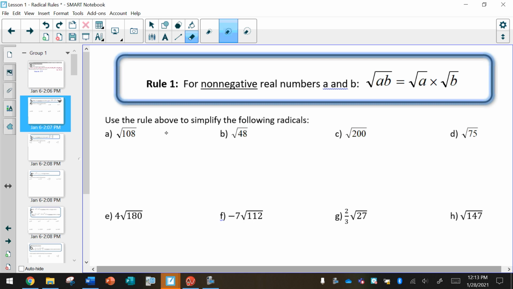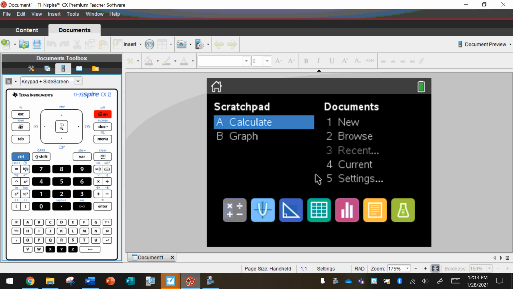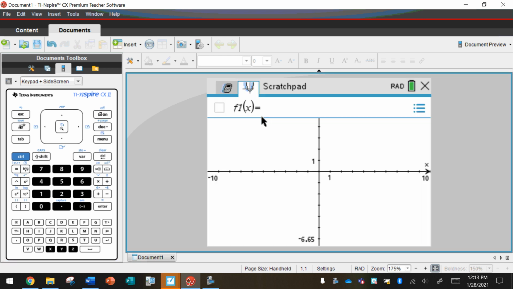So the question is, how do I find the largest perfect square that is a factor of the given number? Well, that's why we have technology. So on the calculator, go get your calculator, pause the video if you need to, go find your calculator. But what we can do is go to the graph. So once your calculator is turned on, we're going to go to the graph.